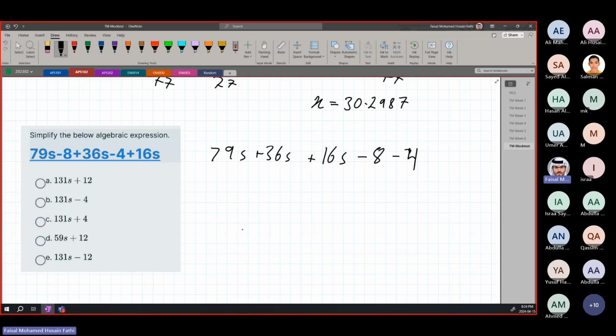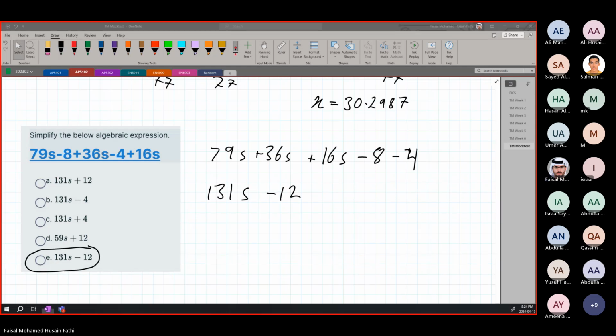So 79 plus 36 plus 16 is 131s. Minus 8 minus 4 is minus 12. So this is minus 12 over here. So this is our answer. Very simple. Okay.